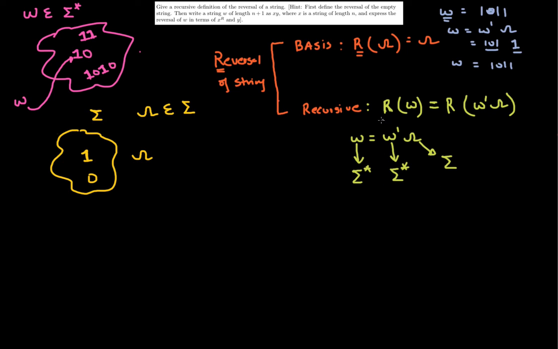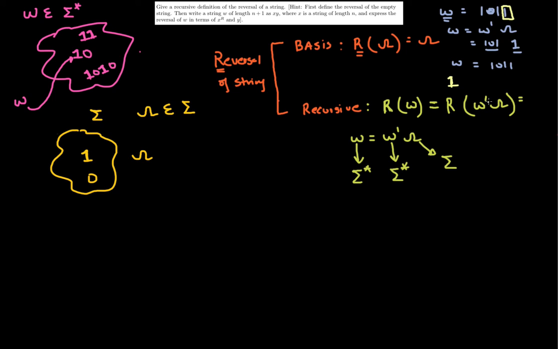Okay, so the reversal of the string w, which is the concatenation of w prime followed by omega, is also saying the reversal of w prime followed by omega. Okay, so what is the reversal of this piece here? Well, the reversal of this piece is the reversal of 1011. I can see from this example that the reversal of 1011 is: I take the last character and bring it as the very first. Okay, so I take the last character, bring it as the very first.